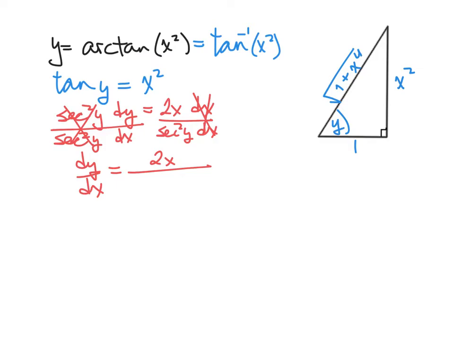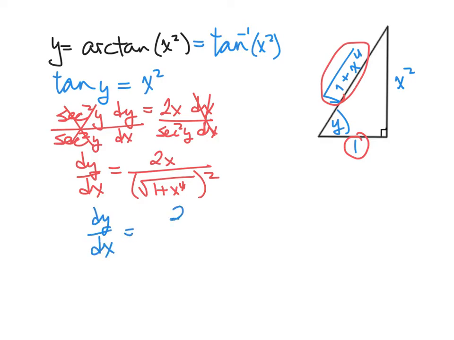secant squared of y. So we look over to our triangle, and we know that secant is the reciprocal of cosine. So cosine was adjacent over hypotenuse. The reciprocal of that is going to be the hypotenuse over the adjacent, or square root of 1 plus x to the 4th. But remember, it's that secant is being squared. So we have to take this and square it. So now we have everything written in terms of x's. We just simplify a little bit, and we'll have 2x in the numerator. And when we square that square root, we'll just have 1 plus x to the 4th in the denominator.